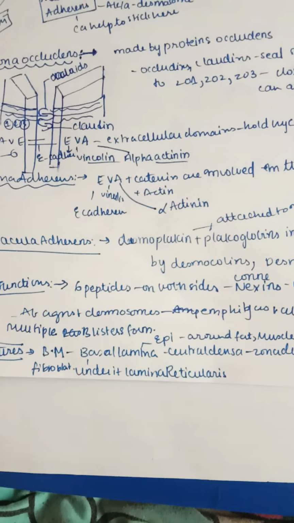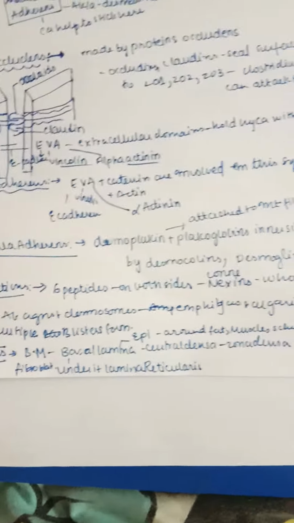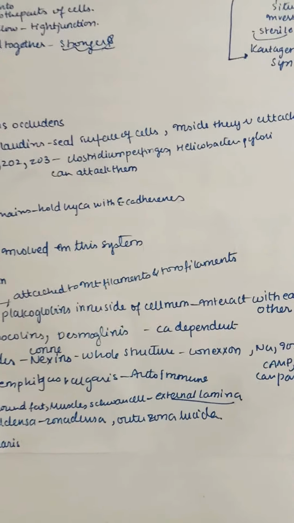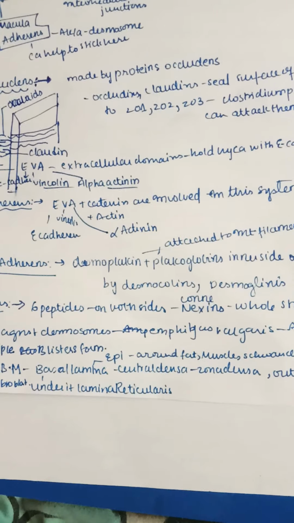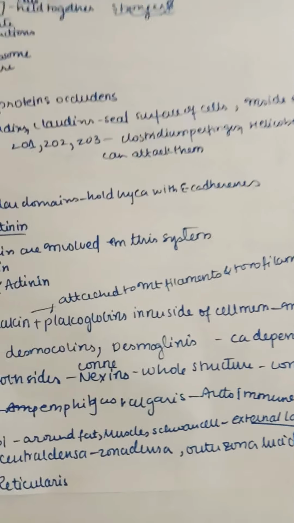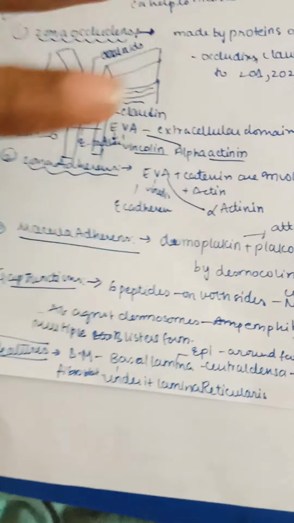And next we have the macula adherens. The macula adherens have desmoplakin and plakoglobin on the inner side of the cell membrane, which interact with each other by desmocollins and desmogleins. These are also calcium dependent. So these macula adherens are the same, they are present on two sides and they attach two cells together.